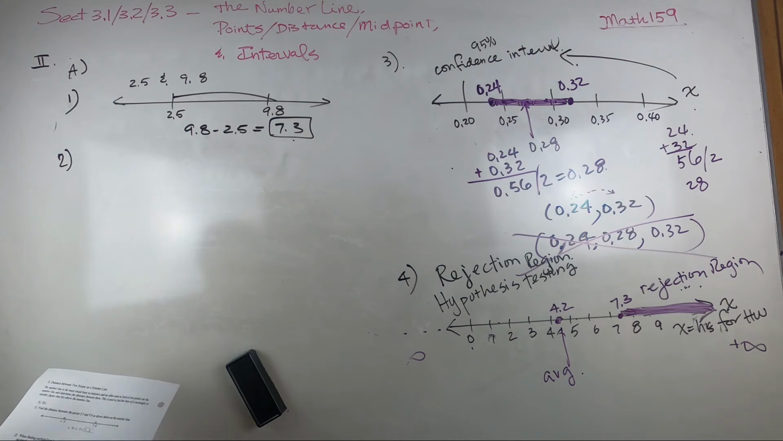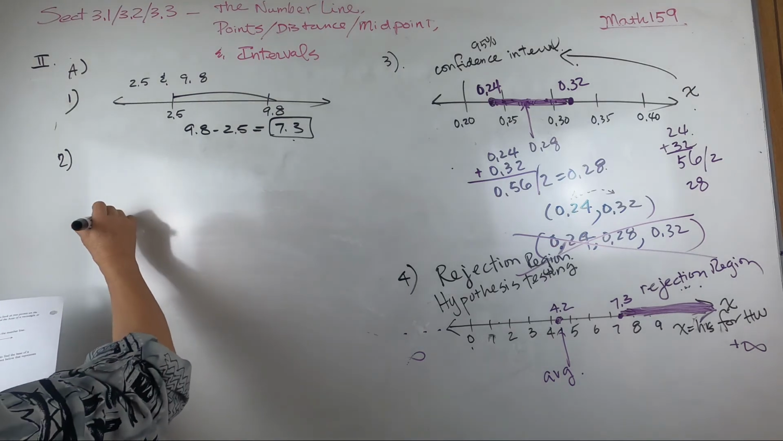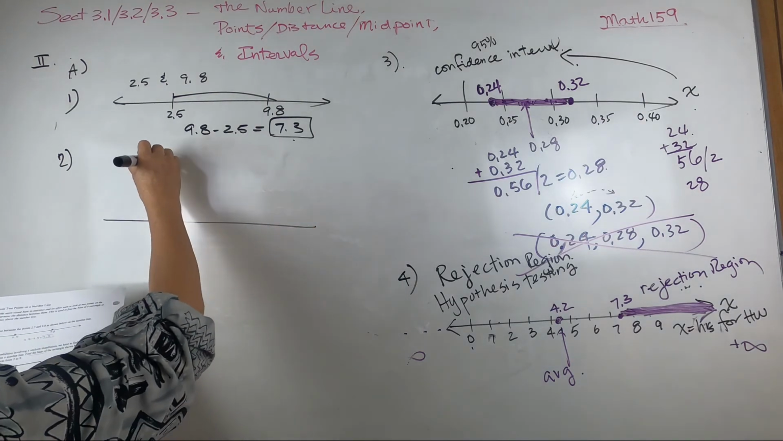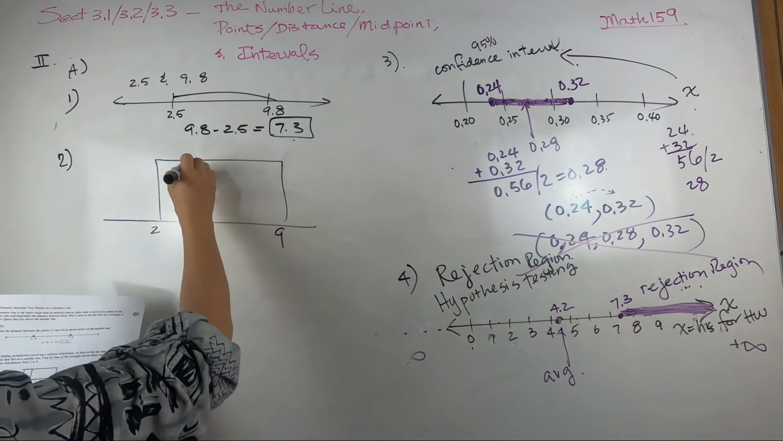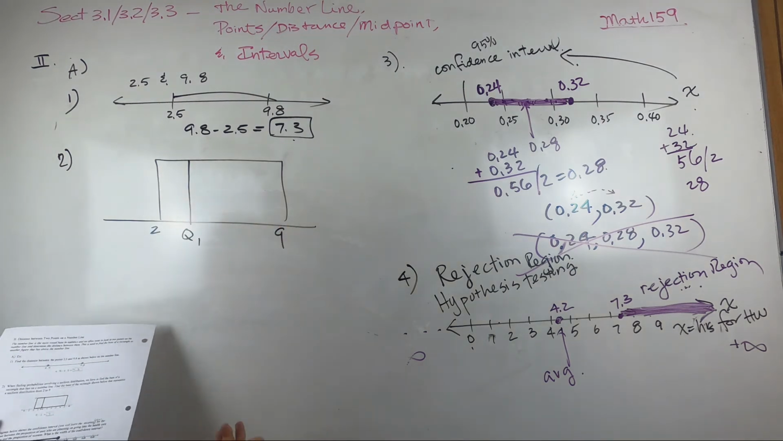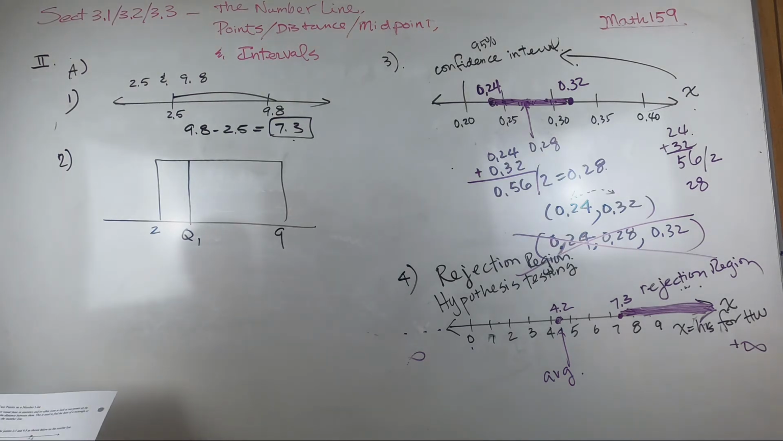Second one, when finding probabilities involving a uniform distribution, we have to find the base of a rectangle that lies on the number line. Find the base of a rectangle shown below, and that represents a uniform distribution from 2 to 9. Okay, so if here is 2, here is 9, you will have something called first quartile, median, third quartile, minimum, maximum, right? That's the number we work with.